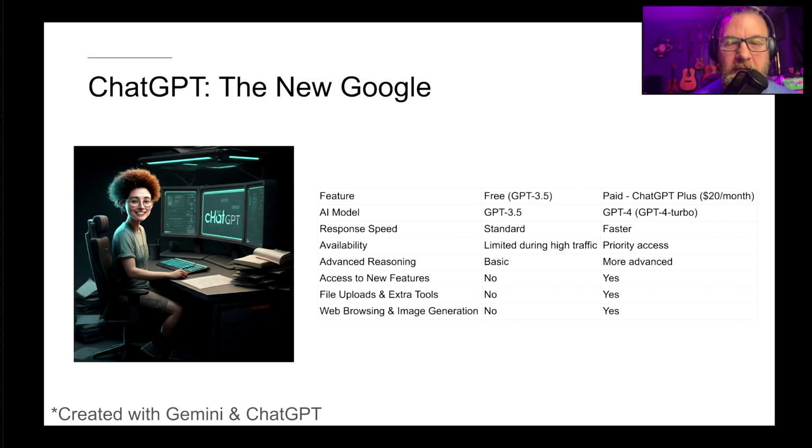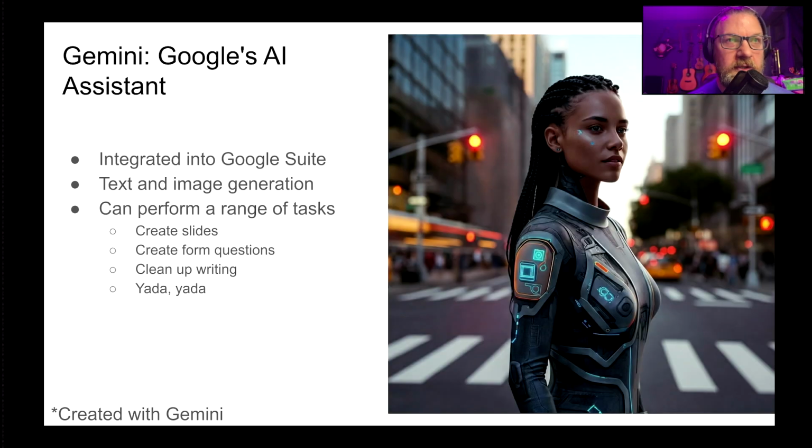as like I mentioned earlier, as a dynamic search browser. I think eventually Google's going to overtake them because there's things with Gemini that you could do, like on my personal account. I can't do it with my school account right now, but it's integrated into the Google Suite. It does text and image generation, can perform a range of tasks.